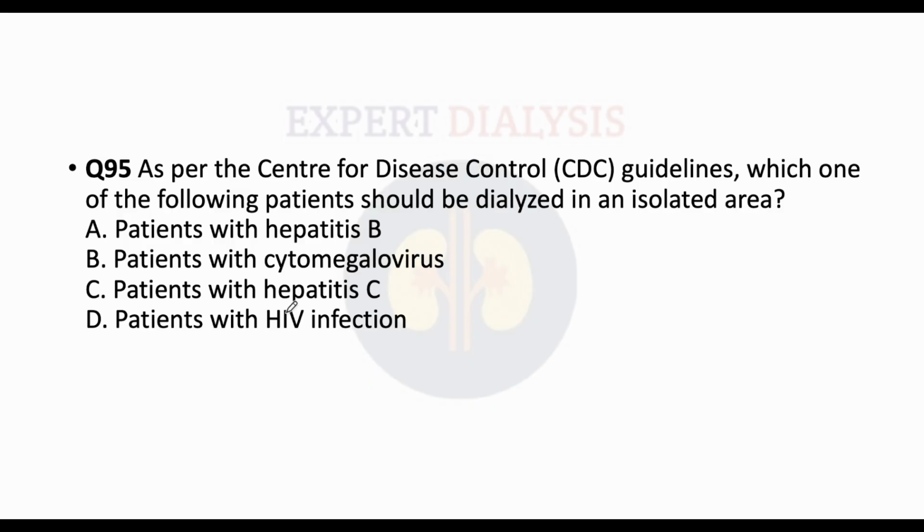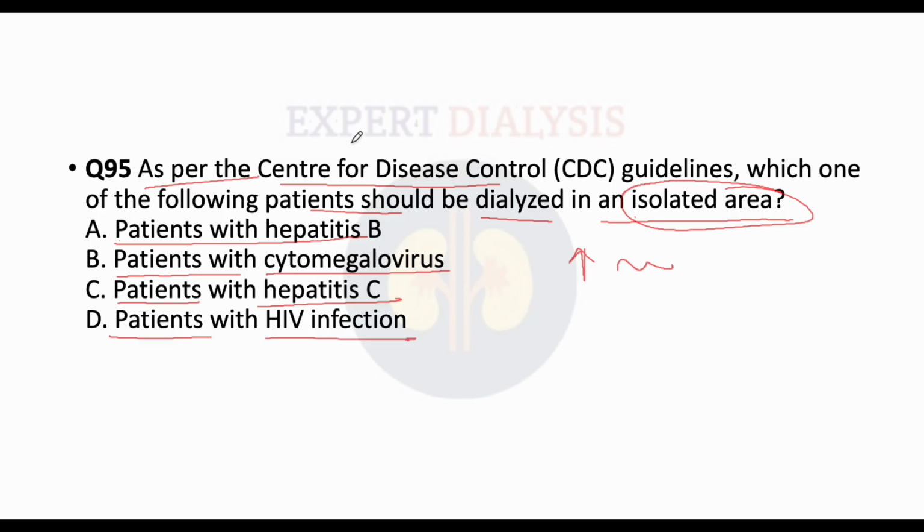Moving ahead to the fifth question, it says, as per the CDC or Centers for Disease Control guidelines, which one of the following patients should be dialyzed in an isolated area? An isolated area is where we don't do regular dialysis, because there are higher chances of infection being transmitted. Option A is patient with hepatitis B, option B is patient with cytomegalovirus, option C is patient with hepatitis C, option D is patient with HIV.